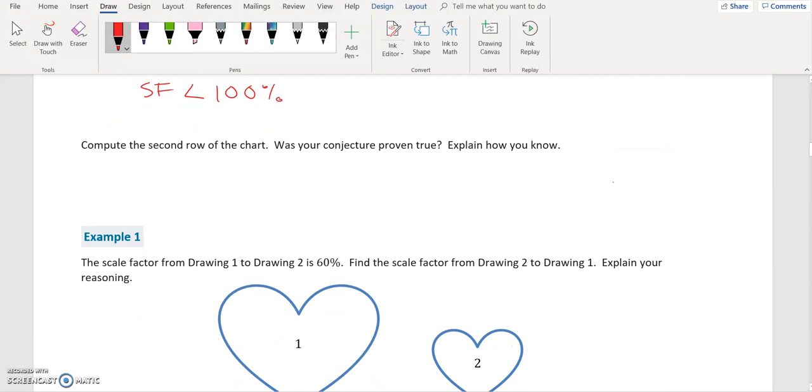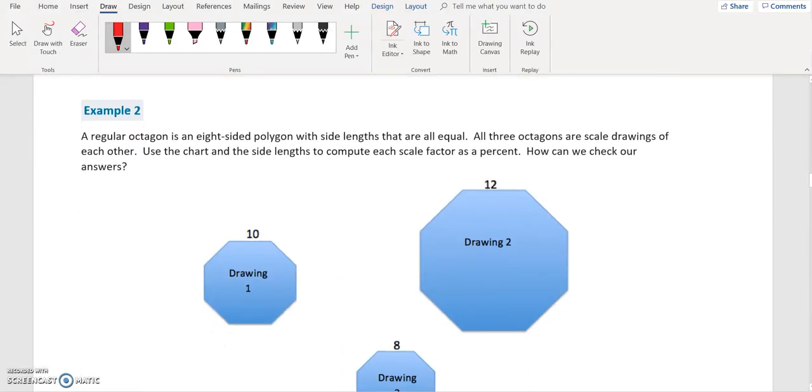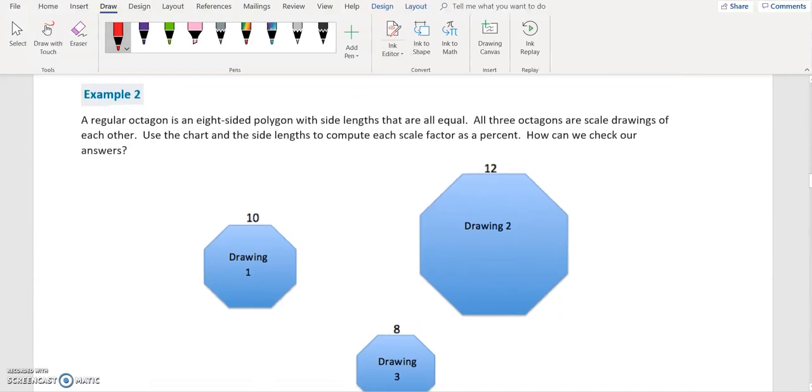Okay, we are going to be skipping example number 1 and going on to example number 2. A regular octagon is an 8-sided polygon with sides that are all equal. All 3 octagons are scale drawings of each other. Scale drawings meaning they're proportional to each other.